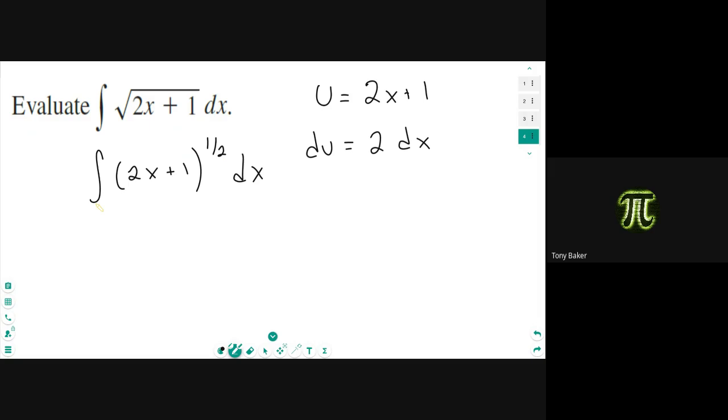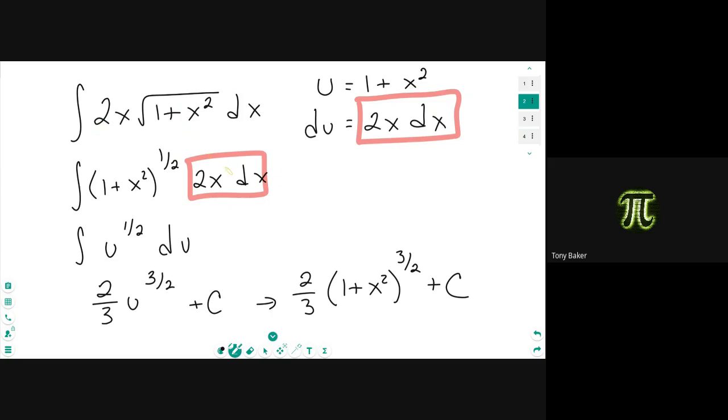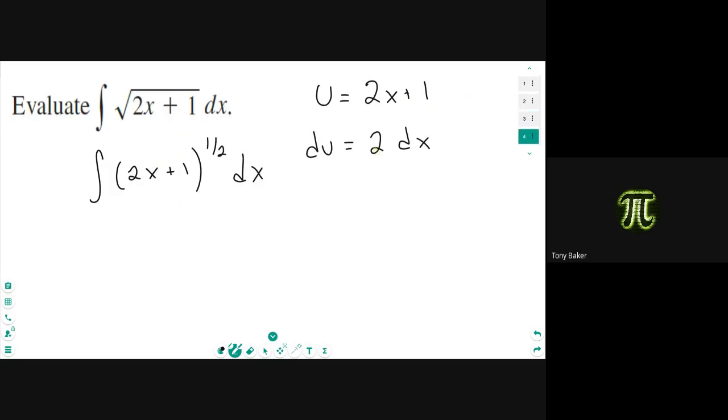Do I have a 2 over here that I can get rid of? So in this one, when we did it, notice that 2x dx was right there, right? So it easily canceled out, and that became du. Do I have a 2 over here to put with that dx? And no, that 2 does not count. So I don't have a 2. So I can only replace the dx. So how am I going to make this over here just dx? How am I going to get rid of the 2?